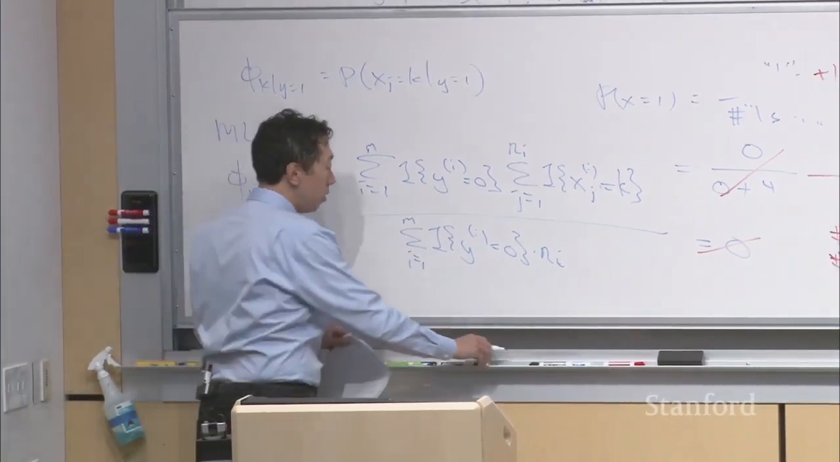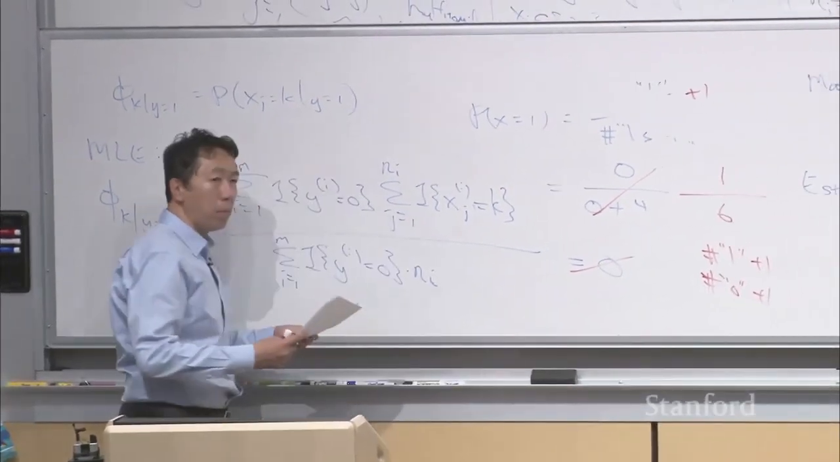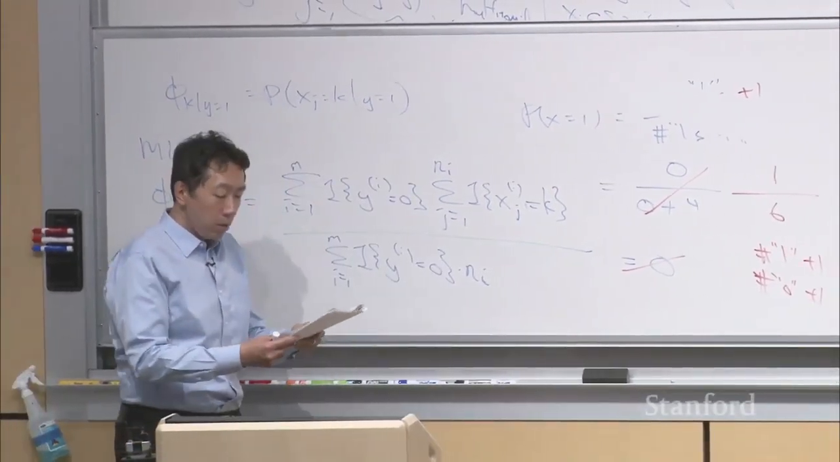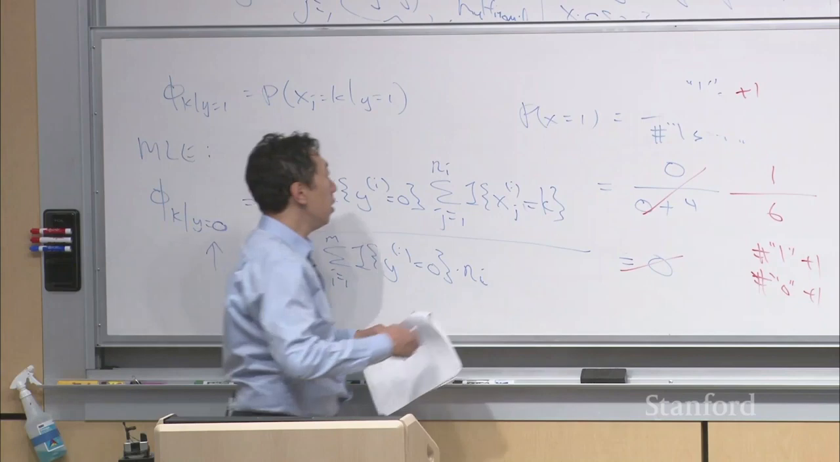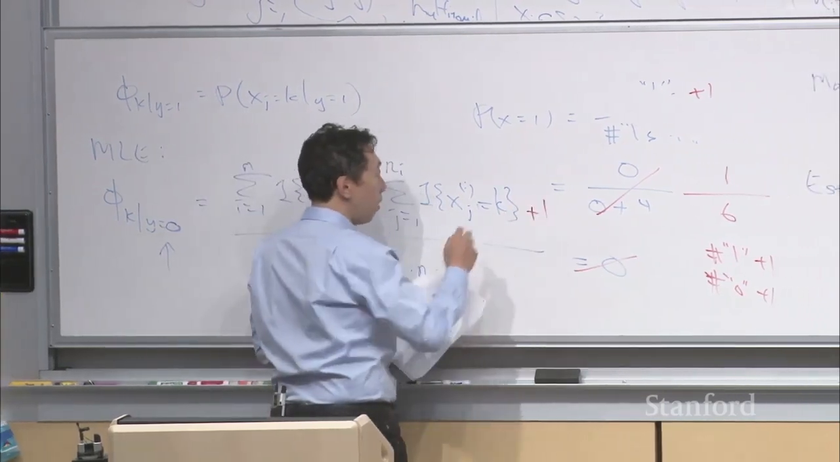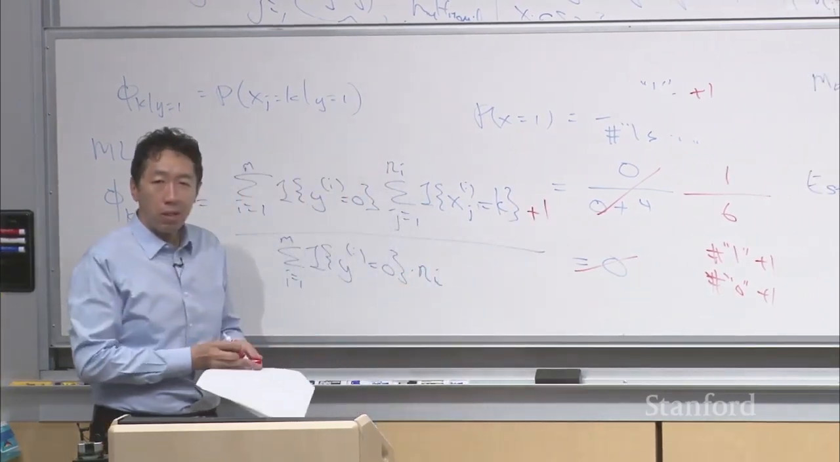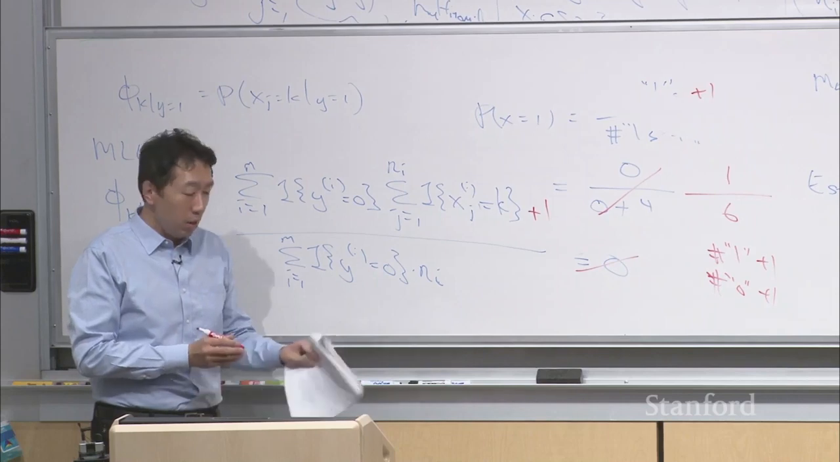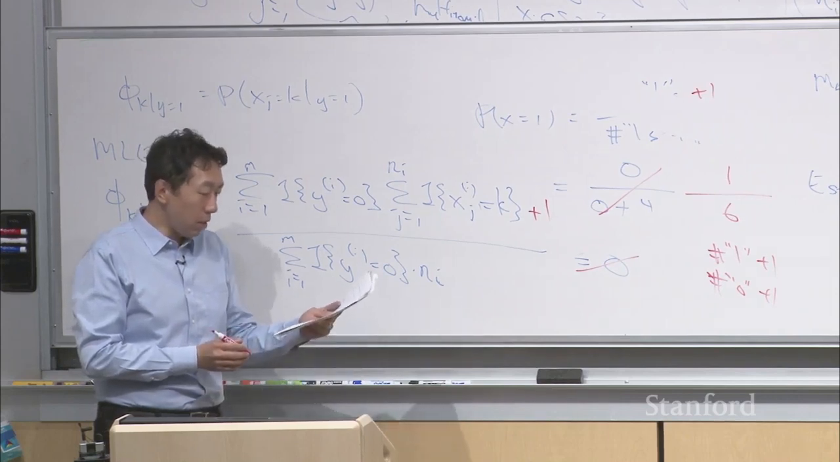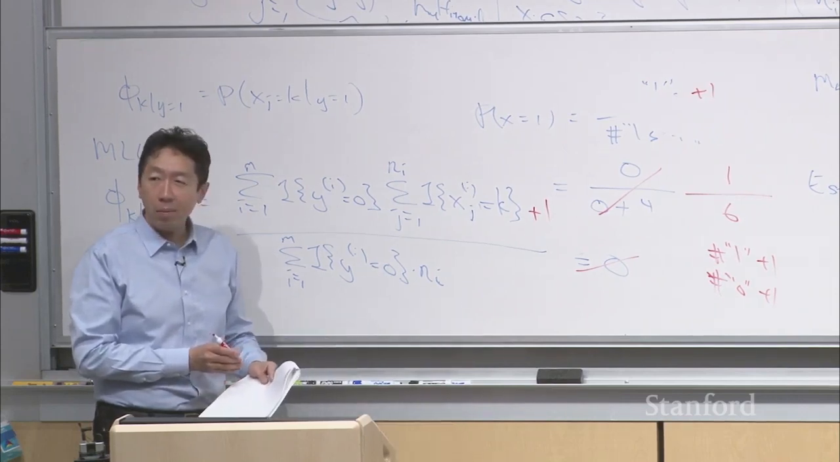Oh, and then lastly, to implement Laplace smoothing with this, you would add 1 to the numerator as usual, and then, let's see, actually, what would you add to the denominator?